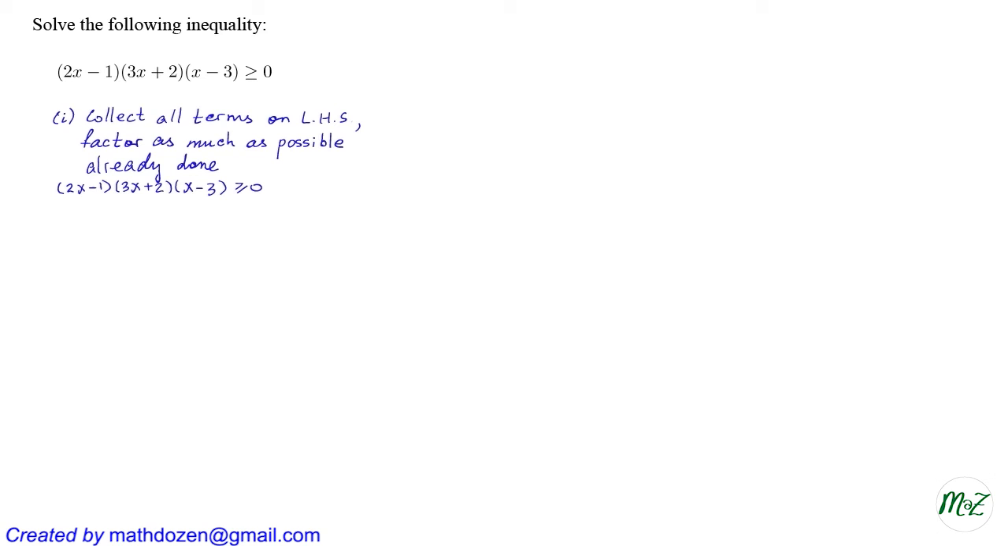In this problem, I'm going to solve the following inequality. The product of 2x minus 1, 3x plus 2, and x minus 3 is greater than or equal to 0. I'm going to start by collecting all terms on the left-hand side and factoring the left-hand side as much as possible. Well, it is already done for us. So this left-hand side being greater than or equal to 0 is equivalent to the graph of y equals 2x minus 1 times 3x plus 2 times x minus 3 being above or exactly on the x-axis.